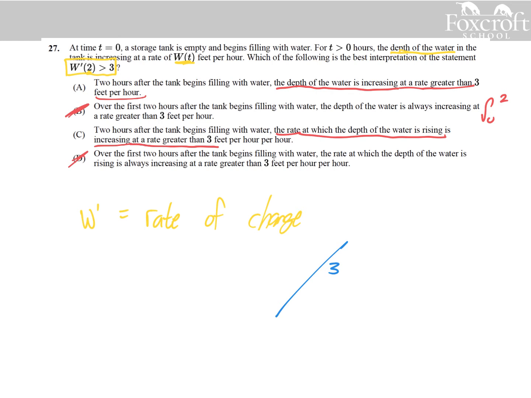All right, we know it's bigger than 3, so we know the original function looks something like this blue line. So our original function is going upwards at a rate of 3. So the depth of the water is increasing at a rate greater than 3 feet per hour. That one seems like the right one to me.